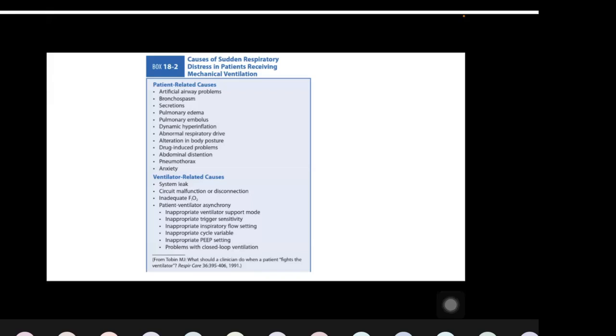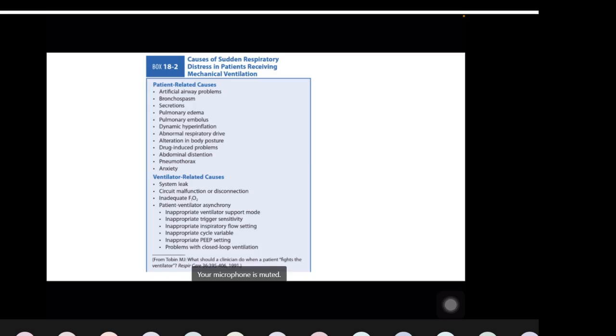So the causes of sudden respiratory distress in a mechanically ventilated patient can be patient-related causes or ventilator-related causes. Patient-related, there are a lot of causes. It may be due to an airway problem: the ET tube may be defective, may have migrated or may be blocked. It may be due to bronchospasm, secretions. It may be due to other conditions like pulmonary embolism, pulmonary edema, pneumothorax, anxiety, all these conditions.